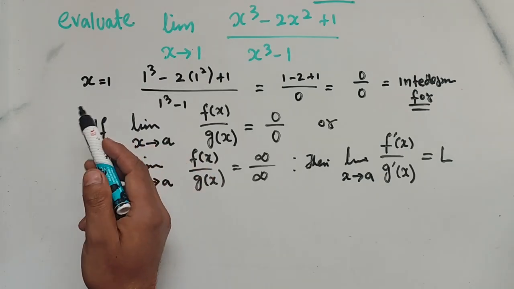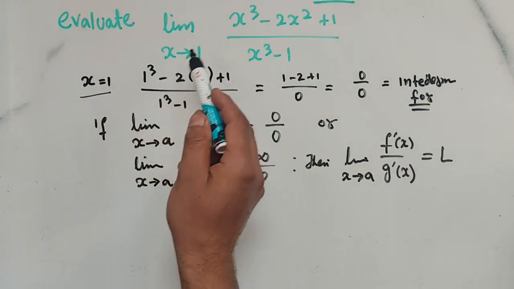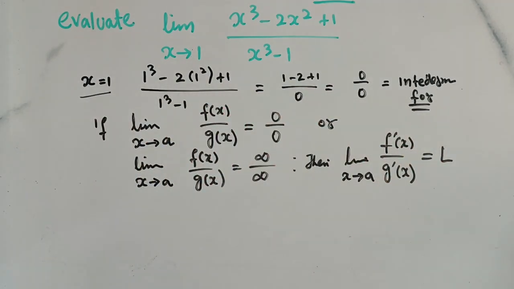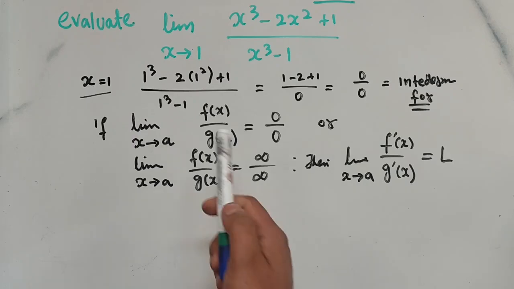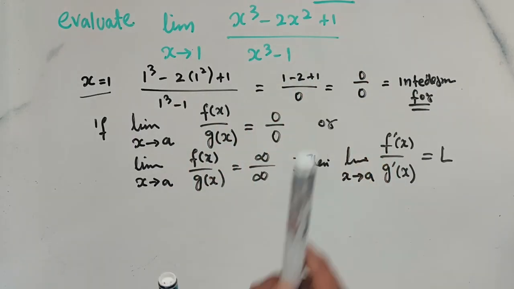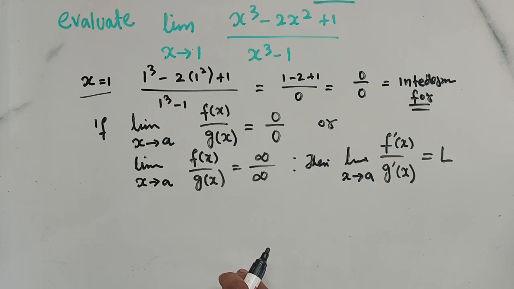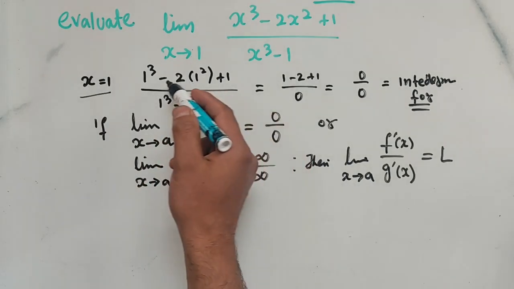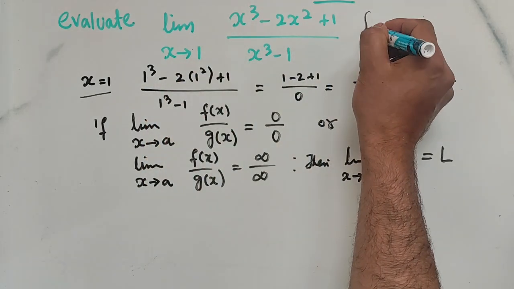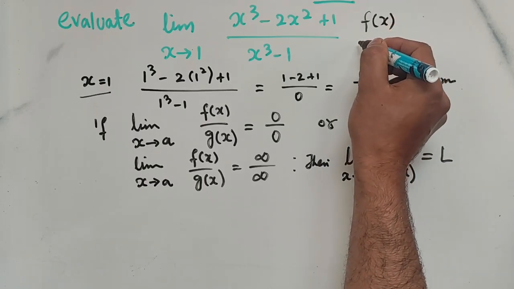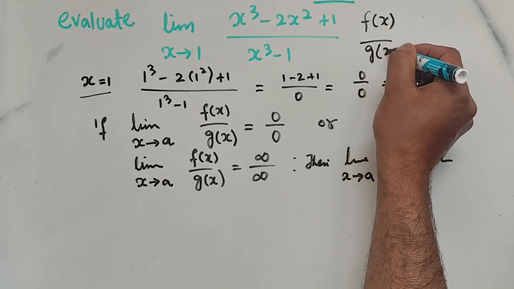Here we have seen, if we directly substitute x is equal to 1, we got an indeterminate form. Then what will we do? We will differentiate the numerator and denominator. So how do we write it then? Let us suppose this is our f of x and this is our g of x.